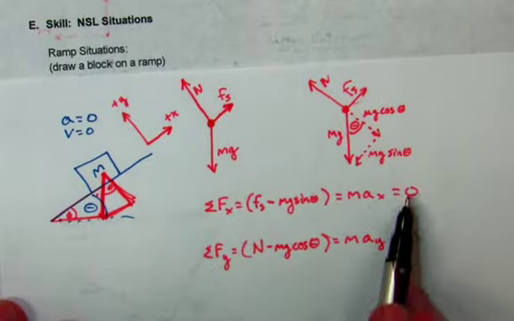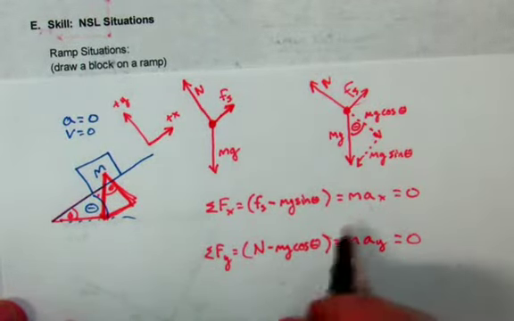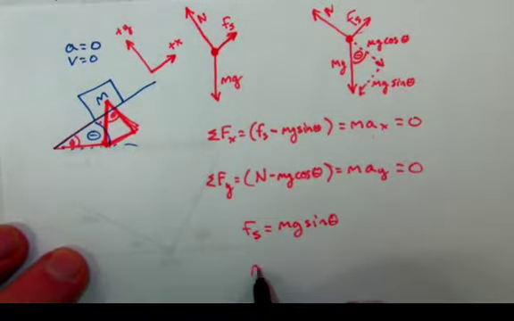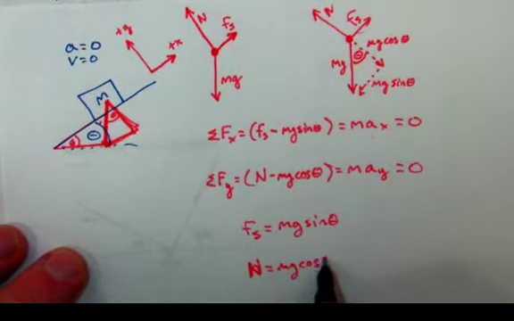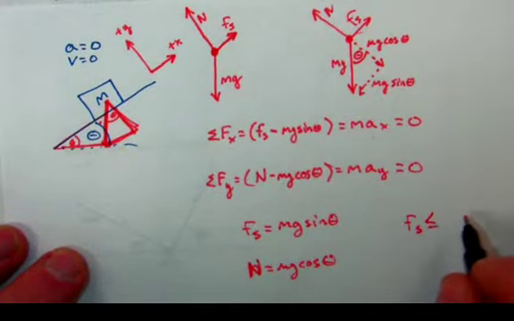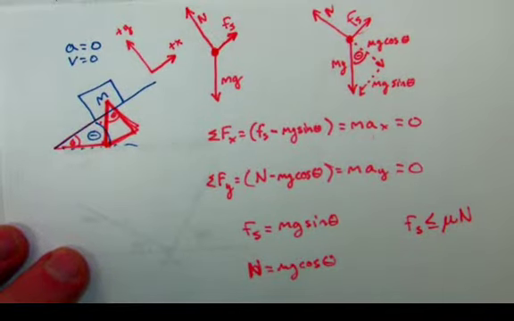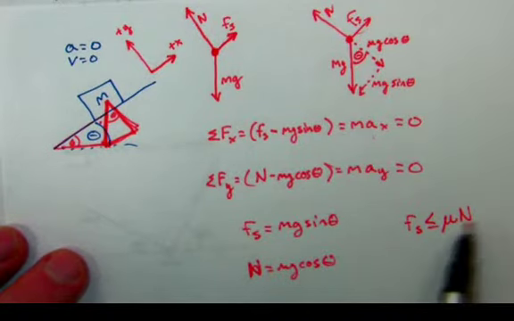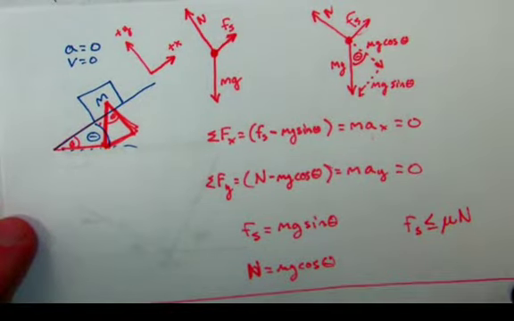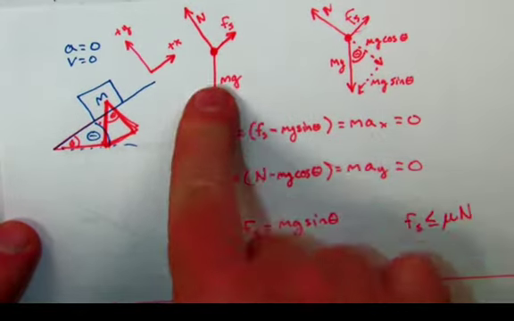And I know that they both are equal to 0, so I can rewrite this if I wanted to. So now I've got static friction equal to mg sine theta, and n equals mg cosine theta. And now maybe they want me to find mu. Remember that the force of static friction is less than or equal to mu times n. So using what mg sine theta is and what n is, you can figure out what mu is. You could even find the angle if they ask you for that. This is the basic way to solve these problems. You start with a free body diagram, and then you use Newton's second law.